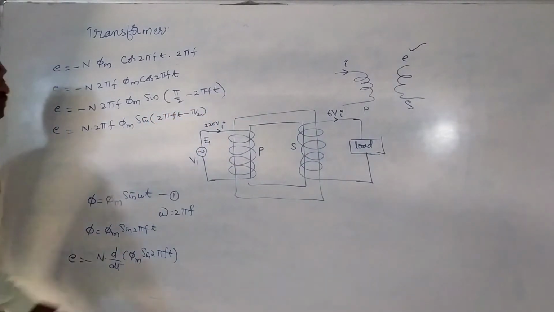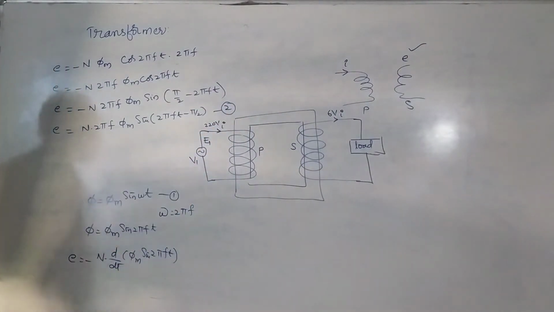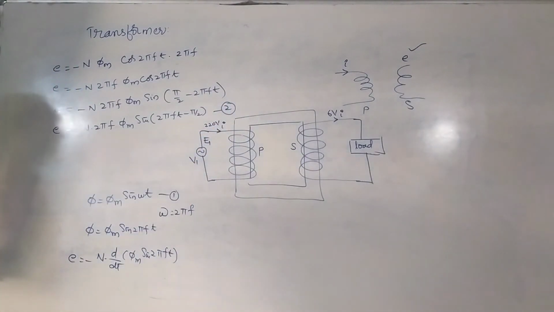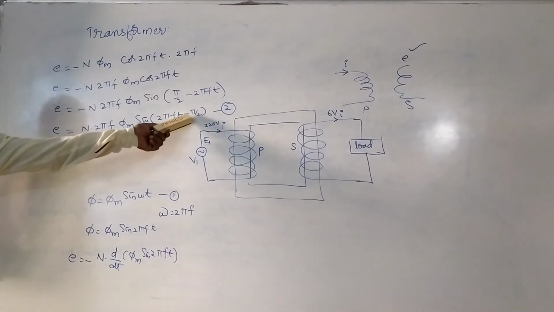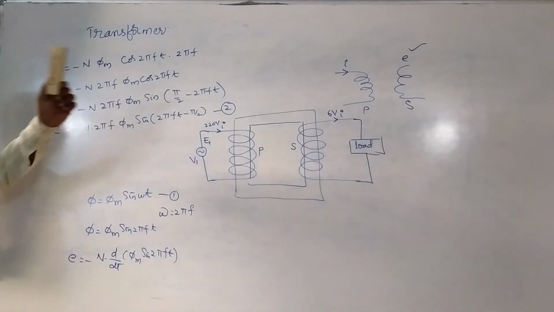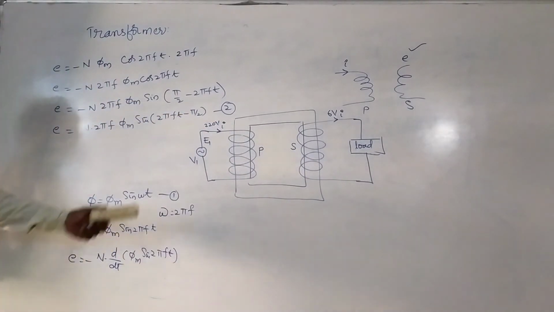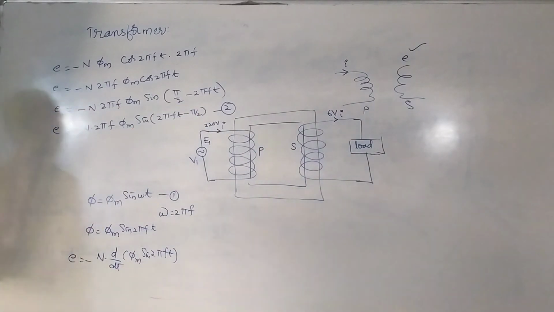Okay, right? When comparing these two equations, that is equation 1 and this is equation 2, what is the difference? There is a phase difference of pi by 2 lag. Phase difference pi by 2 lags. So, the EMF induced in this circuit lags pi by 2 radian behind the magnetic flux.